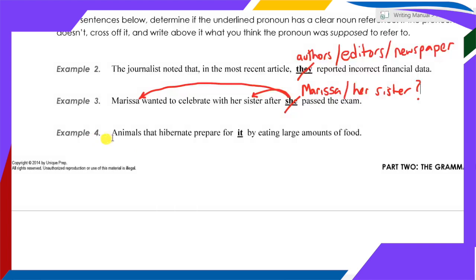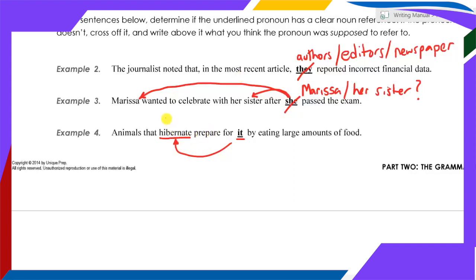Example 4, animals that hibernate prepare for it by eating large amounts of food. So when you see this "it," a lot of students say, well, what does the "it" refer to? And the answer is obviously hibernation. And then students look here and they see "hibernate" and they say, great, so that "it" has a clear reference. It refers to hibernate. However, remember that pronouns replace nouns. They do not replace any other part of speech.